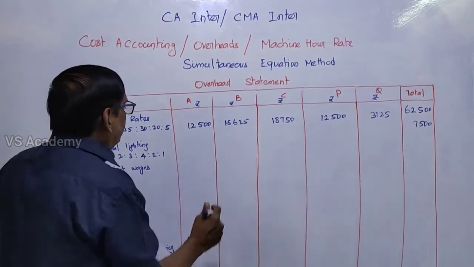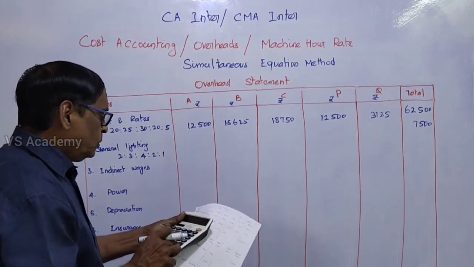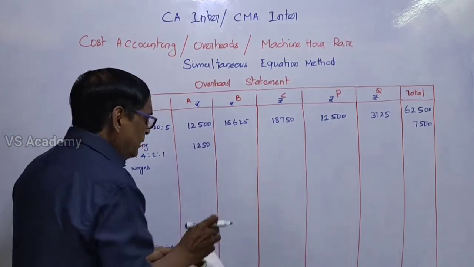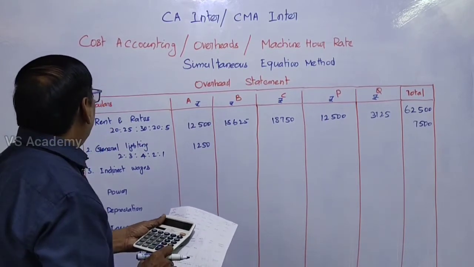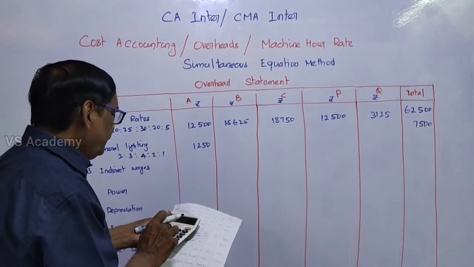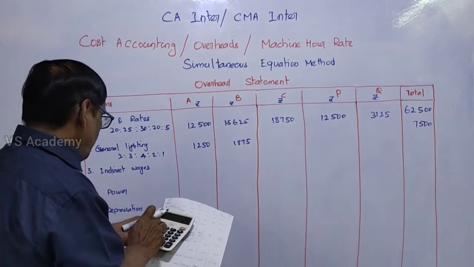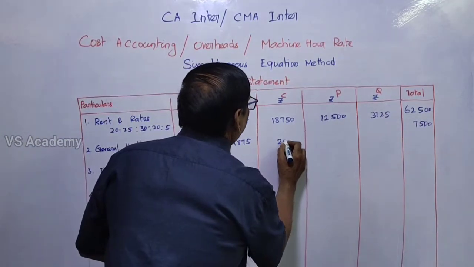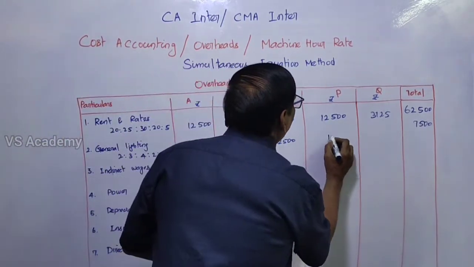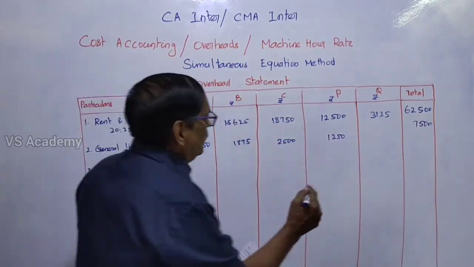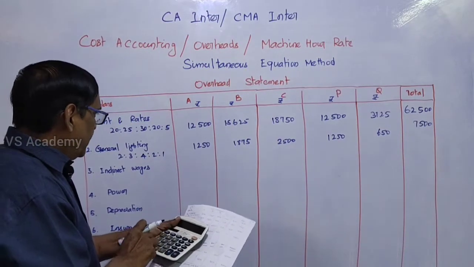So 7,500 divided by 12 into 2, so 1,250. And then 7,500 divided by 12, 625. 625 into 3, 1,875. 625 into 4, 2,500. 625 into 2, 1,250. And then 625. If you add these all, you get 7,500 rupees. You can check it.